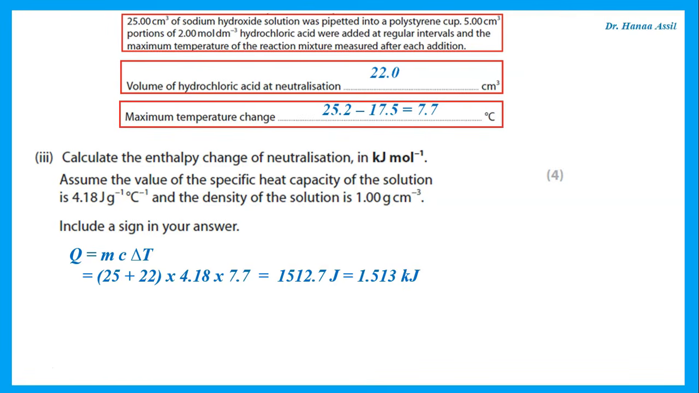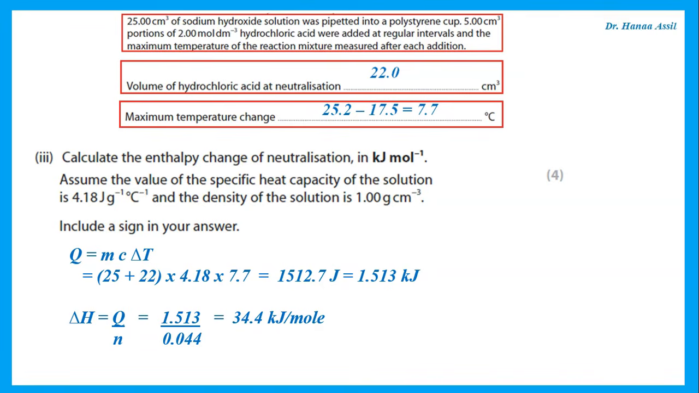So, calculating Q equals m, c, delta T, of course, c is 4.18. This gives me the quantity of energy in joules. We divide by 1,000 to work in kilojoules. Then we need delta H, and we should know that delta H is Q over n. So what is n? The number of moles that we calculated was 0.044. That was the number of moles of the sodium hydroxide, which is the same as the number of moles of water.